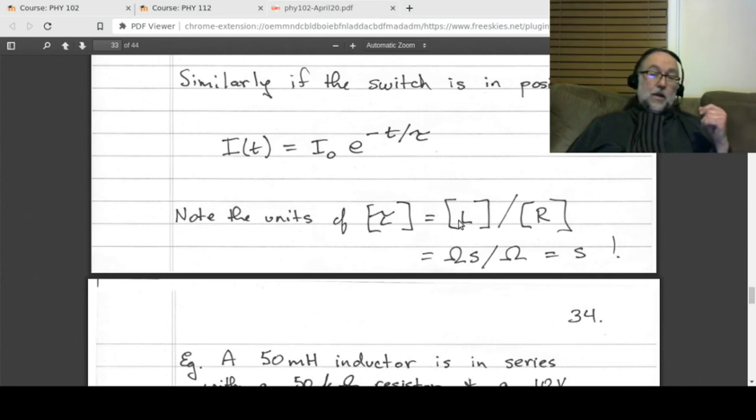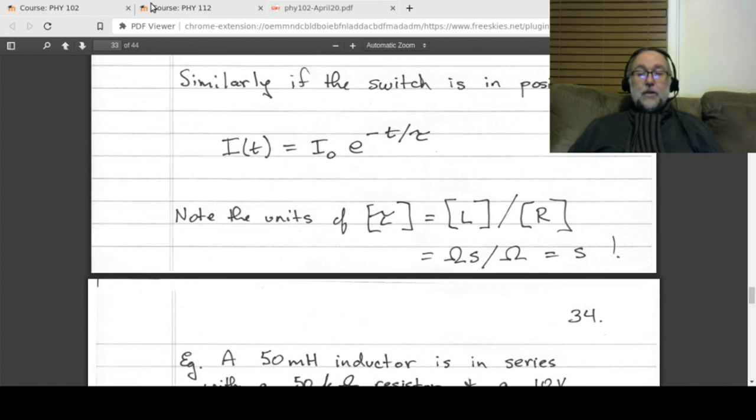And remember, I said probably the best way to think of a Henry is as an ohm second. So you have ohm seconds on top divided by ohms. The ohms cancel out and you're left with seconds, and that's what you expected. Okay, so let's do a quick problem with this, and then we'll get to our last circuit, which is probably the most interesting circuit.